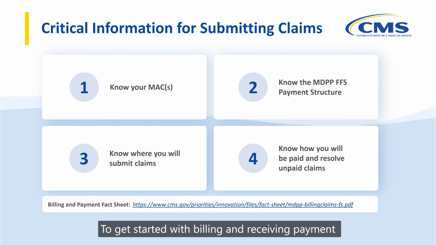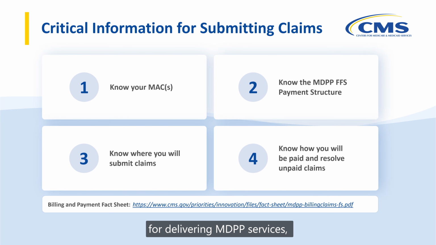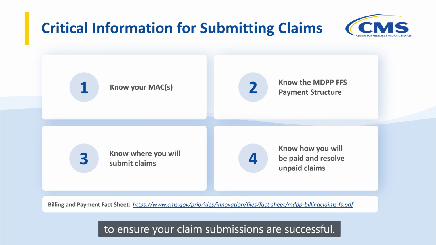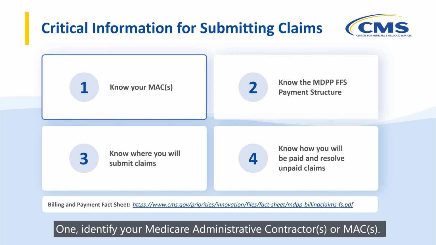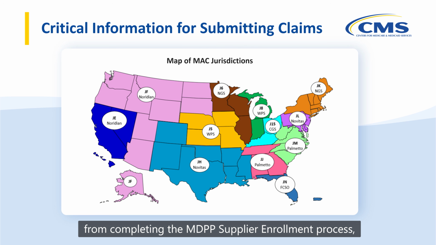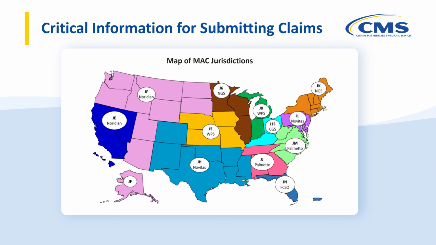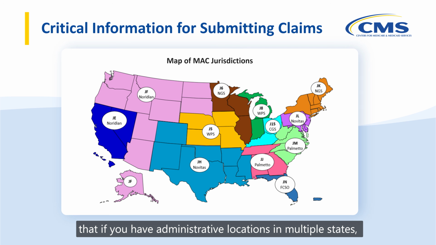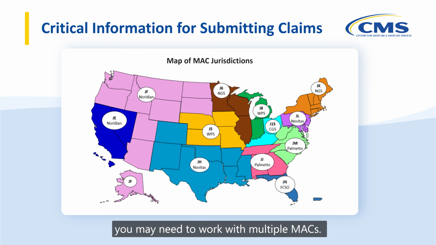To get started with billing and receiving payment for delivering MDPP services, there are a few key items to complete to ensure your claim submissions are successful. 1. Identify your Medicare Administrative Contractors, or MACs. It's likely you already know your MAC from completing the MDPP supplier enrollment process, but if not, there are resources available to help you identify them. Please note that if you have administrative locations in multiple states, you may need to work with multiple MACs.